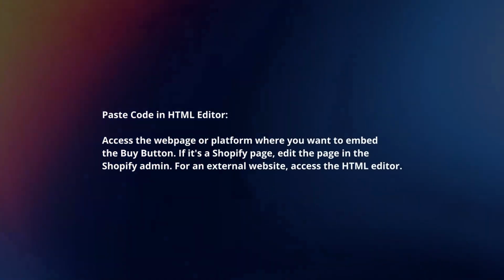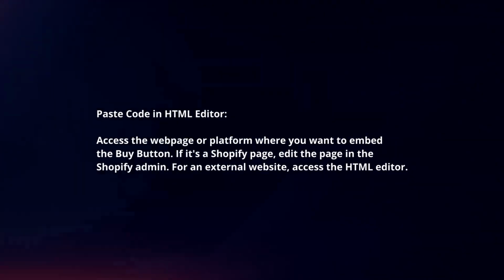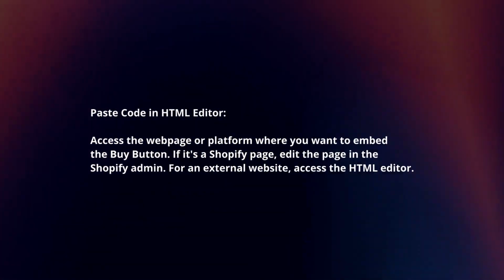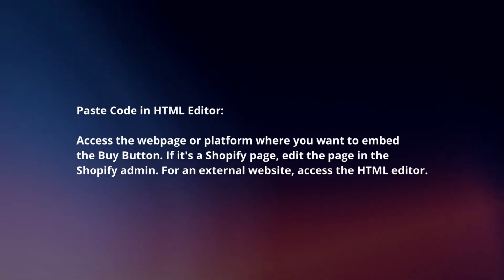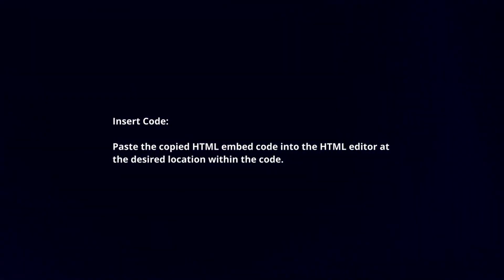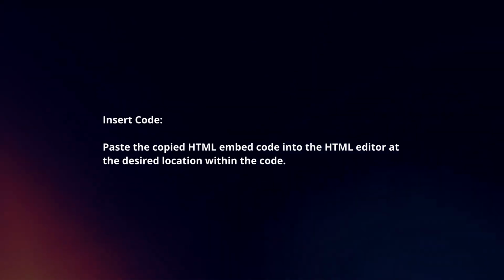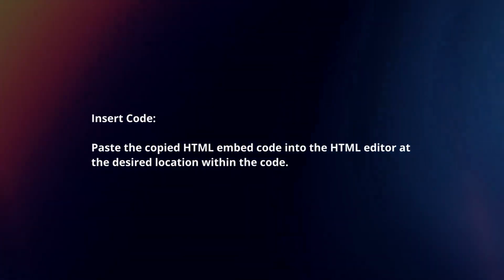Access the web page or platform where you want to embed the buy button. If it's a Shopify page, edit the page in the Shopify admin. For an external website, access the HTML editor. Insert code. Paste the copied HTML embed code into the HTML editor at the desired location within the code.